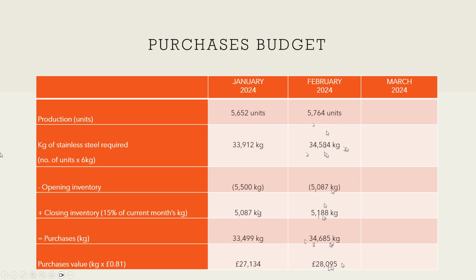And as I said, it's a price of 81p. Gives us 28,095, and that figure may well feature in a cash budget, so you might have to work something similar to this out in order to get numbers for a cash budget.